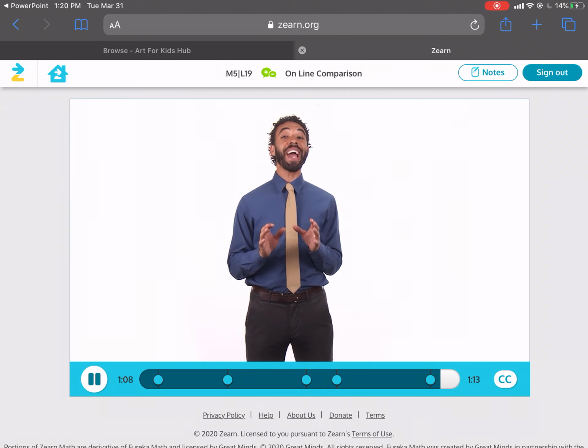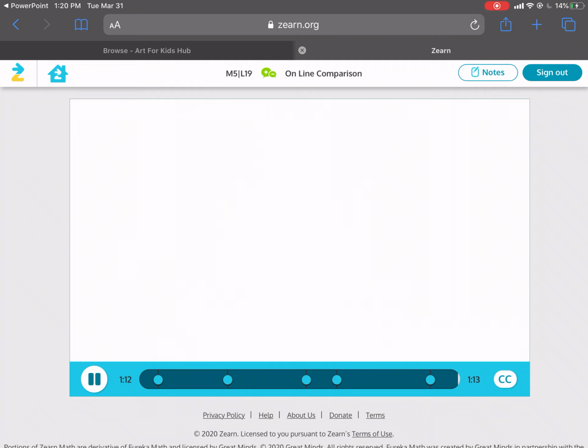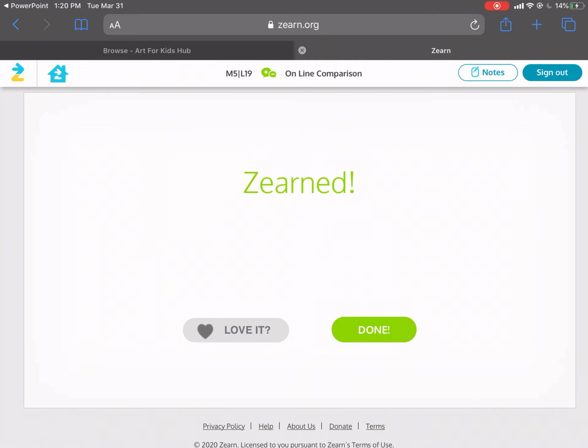Nice work comparing fractions on the number line. Head on over to the Tower of Power. All right, we love it. Just remember that when you get on Zearn, you can do Math Chat again to practice this skill.